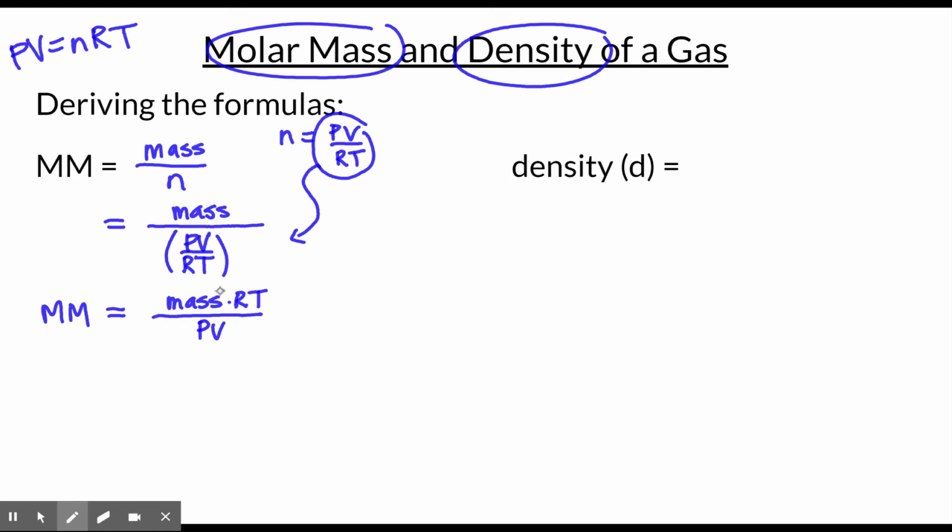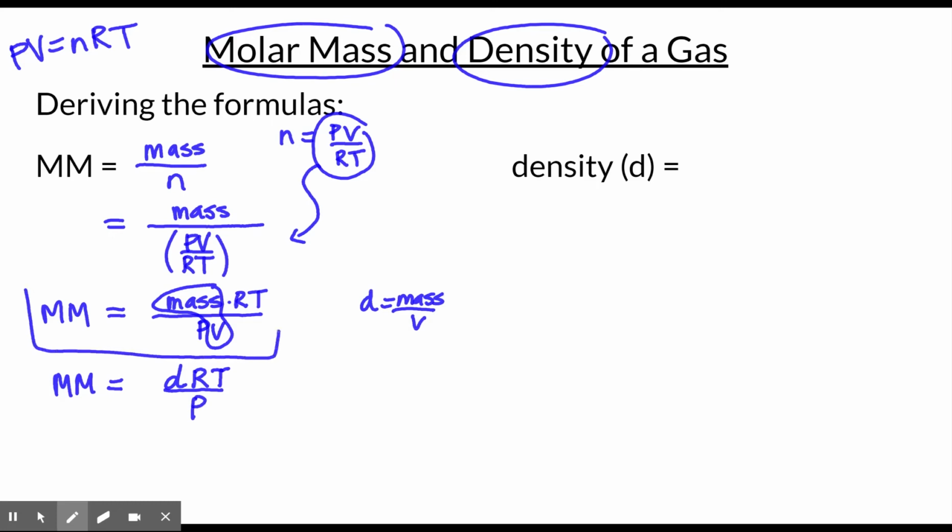However, if you're feeling slick, you might realize mass over volume is actually density. So if in a problem you're given the density of a gas right out, you can simply use this other formula. So D, which is mass over V, times R times T divided by P. So as a matter of fact, there are two new formulas you can get from the ideal gas law if you're trying to solve for the molar mass of a gas.